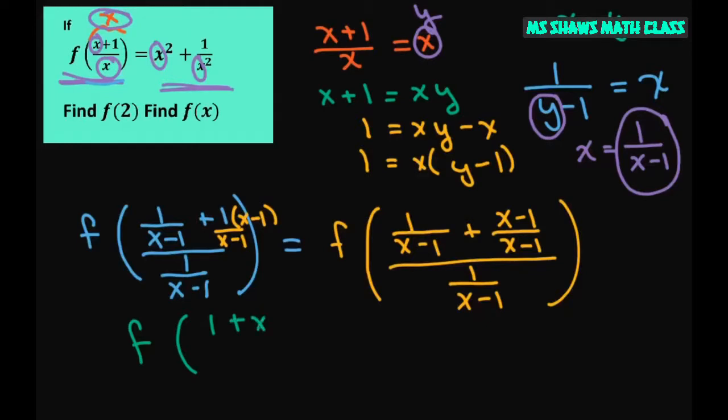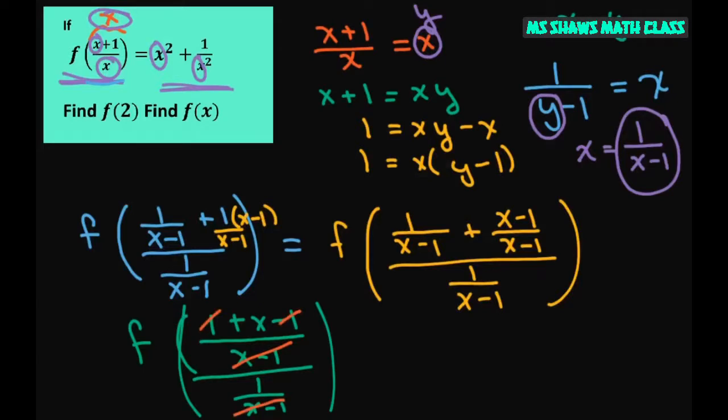Now, simplifying that, we're going to get the numerator is going to be f of (1 plus x minus 1)/(1/(x minus 1)) divided by 1/(x minus 1). Now what happens here is these two cancel, and the 1 minus 1 is 0, so you're going to get f of x divided by 1, which is f of x. So that just means we did this part right.